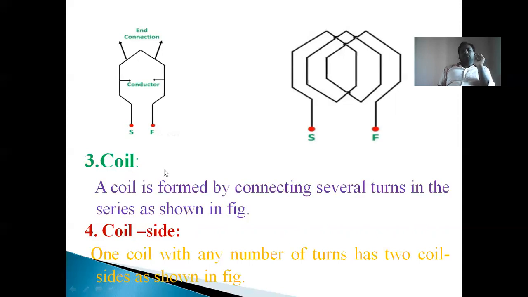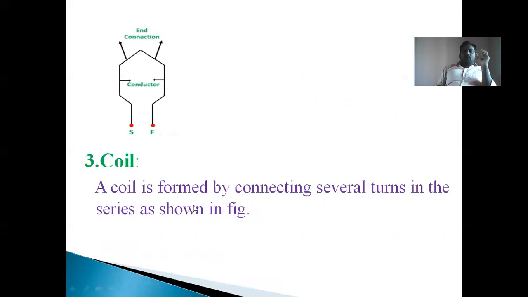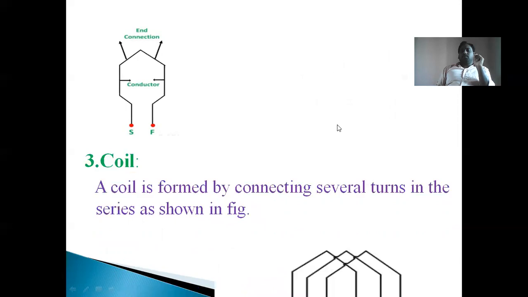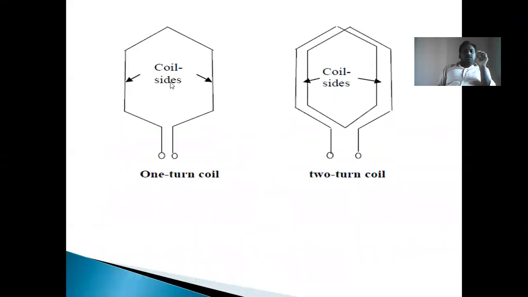Then coil. What does coil mean? When two or more turns are connected in series, that forms a coil. A coil is formed by connecting several turns in series as shown in the figure. See here, this is called a single turn coil, because there is only one turn. A coil means two or more turns are connected in series. So this is one turn, this is another turn. These two are connected in series like this.